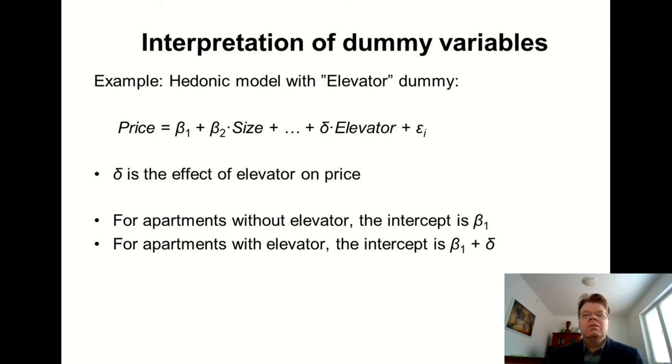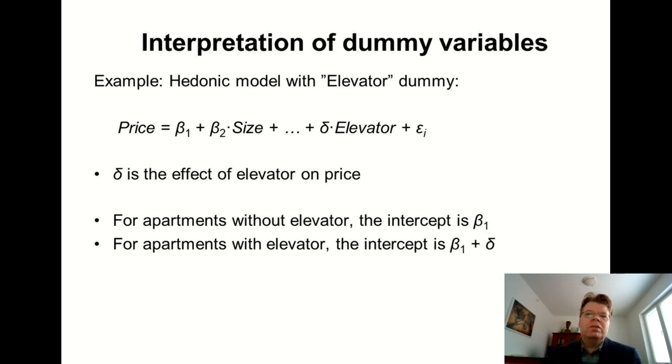So when we have coded this elevator dummy, for example, with binary zeros and ones, meaning that we have zero whenever there is no elevator. So for those apartments where there's not any access to elevator, then the intercept is simply beta 1 because this elevator dummy goes to zero. But for those apartments where there is access to elevator, then the intercept becomes equal to beta 1 plus delta, because there this elevator is equal to 1.